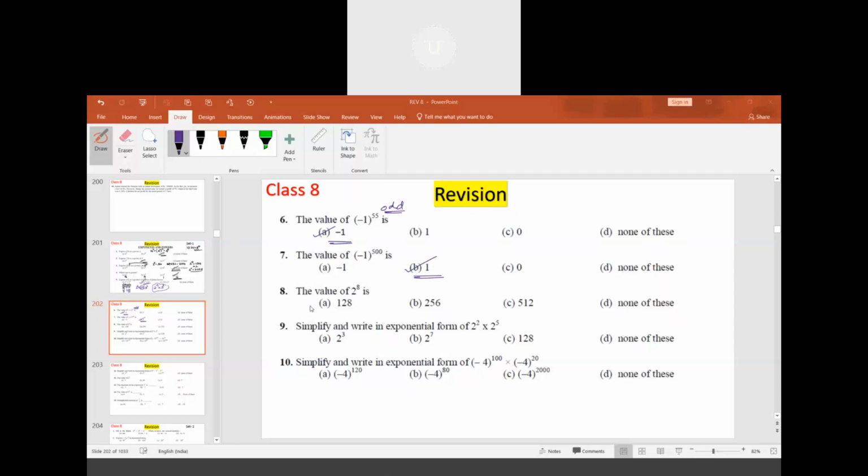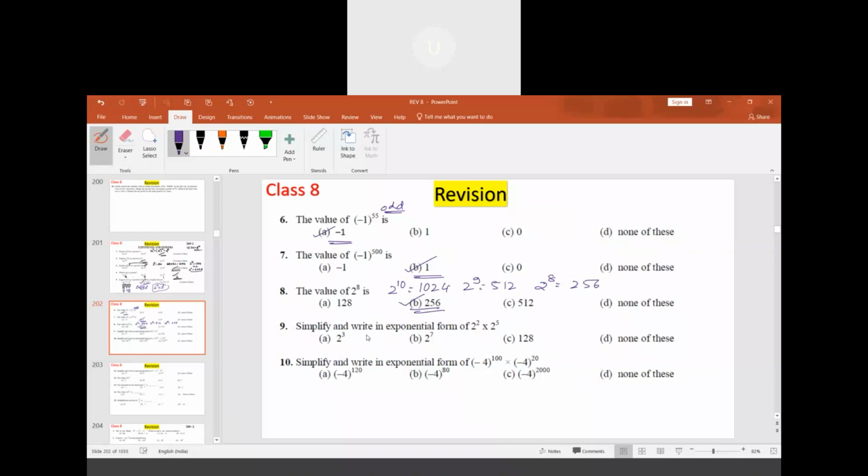What is 2 to the power of 8? It is 256. 2 to the power of 9 will be 512, and 2 to the power of 8 will be 256. So the answer is option B, 256.